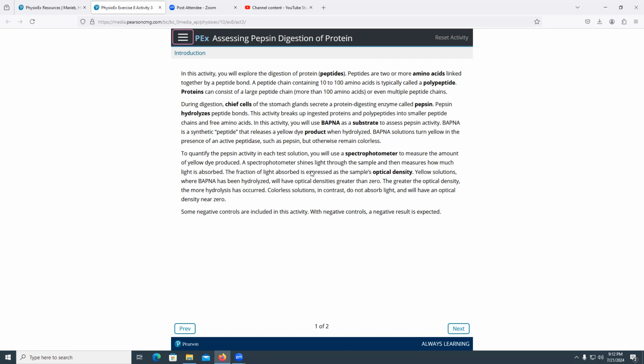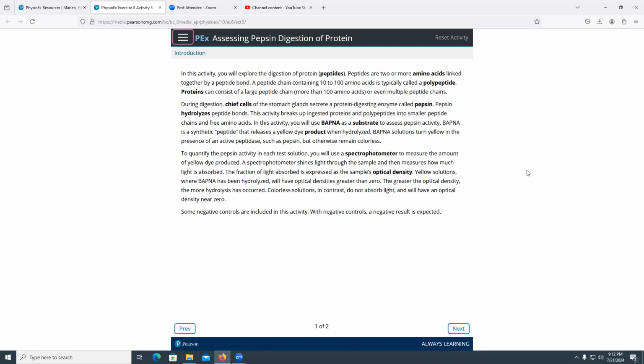So to quantify the pepsin activity in each test solution, we will use a spectrophotometer. So that's how we're going to be looking at the quantity, how much BAPNA has been hydrolyzed. And we're going to be using that to measure how much yellow dye is produced. So the spectrophotometer shines light through the sample of interest, and then it's going to measure how much light is absorbed. So obviously, the more BAPNA hydrolyzed, the more yellowish the solution, indicating more products being generated.